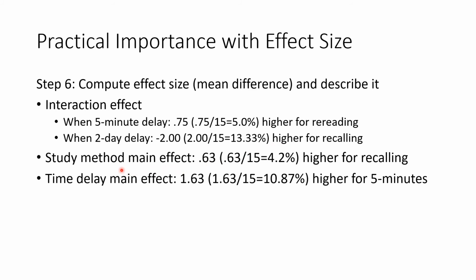Now we can look at the main effect for study method. Again, we're going to convert the mean difference to a percentage and find it's about 4%. This wasn't reliable on the previous slide. 4% might have practical importance. So again, indicating that your sample size is probably too small.